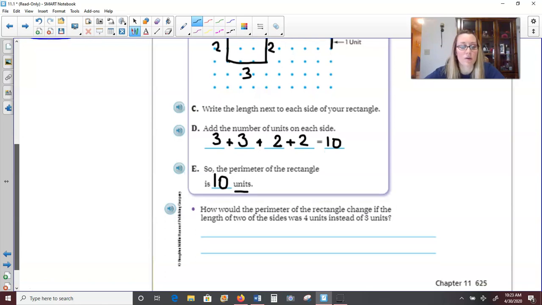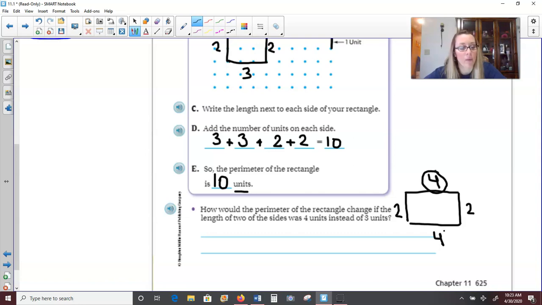It says, how would the perimeter of the rectangle change if the length of two sides was 4 instead of 3? So if our top and bottom were each 4 units instead of 3, and the sides stayed the same, 2 units each, how would our perimeter change? Well, since we added one more unit up top and one more unit to the bottom, our perimeter would increase by 2 total units.